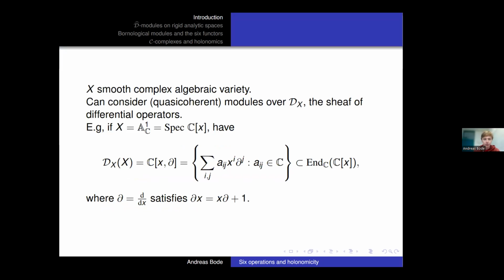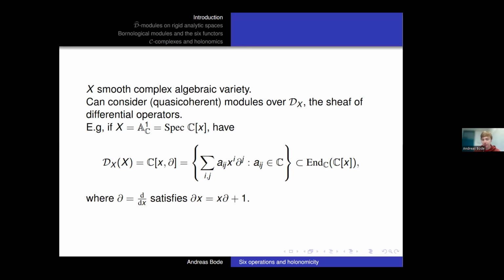So to begin with the classical story, let's for now work over the complex numbers and just consider a smooth algebraic variety over C. In this case, you can associate to X a sheaf of differential operators, and you can study D modules, quasi-coherent modules, over this sheaf of differential operators.